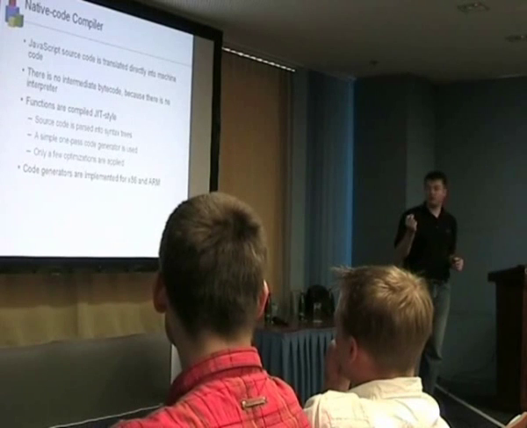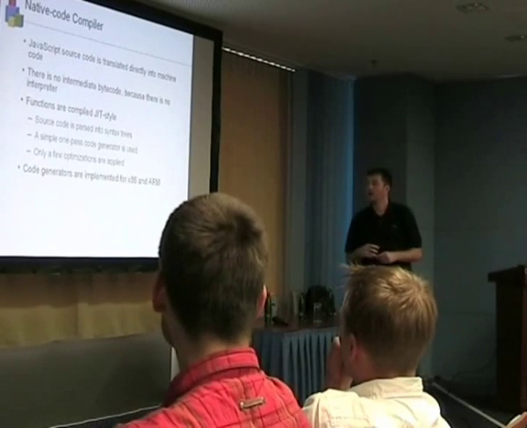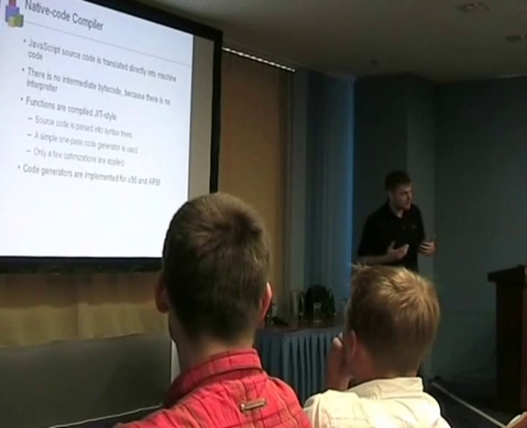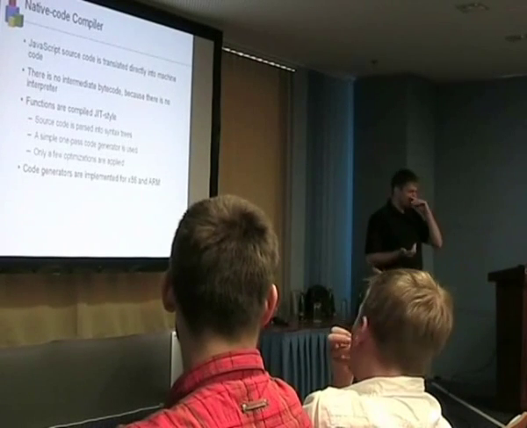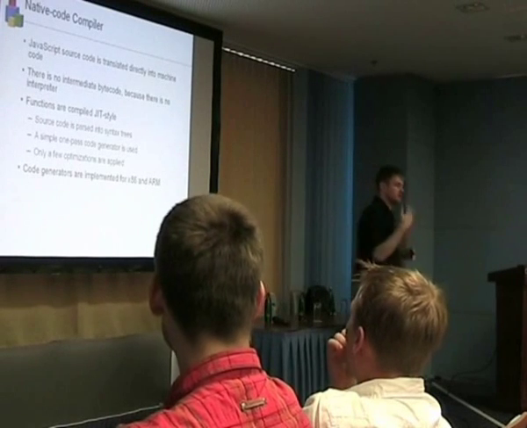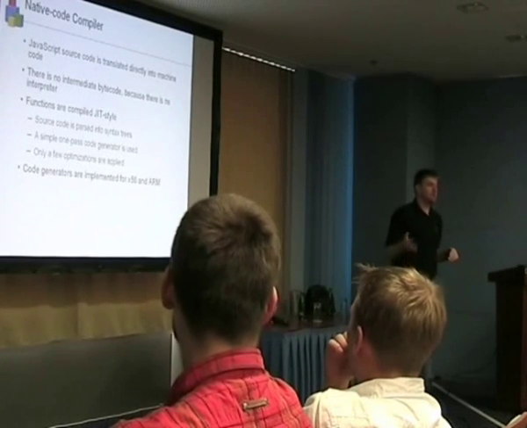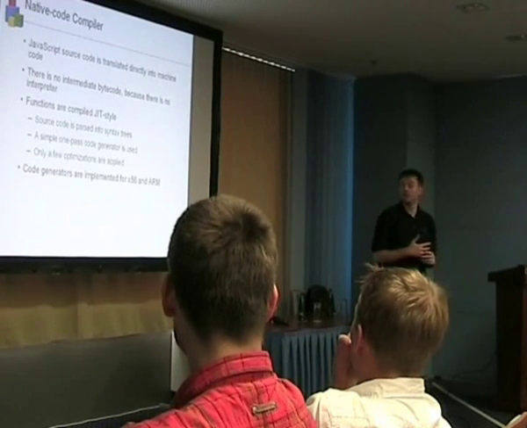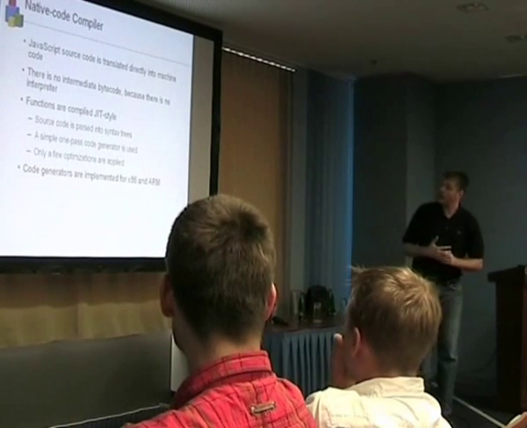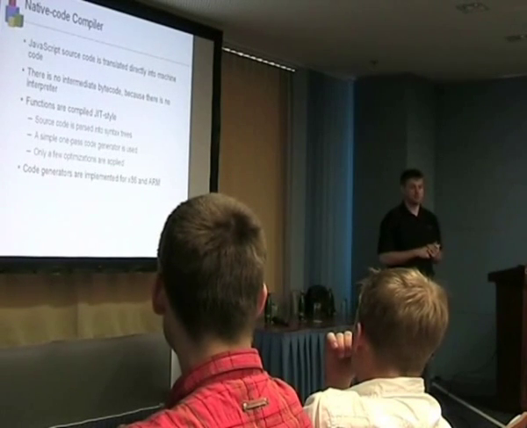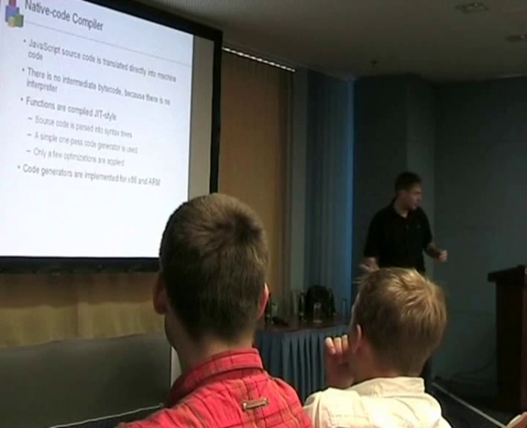So when we want to use a function, what we're going to do is do a very simple compilation. We're going to parse the source code into an abstract syntax tree, and then we're going to do a very simple one-pass code generation. Just going to spit out the code in one pass, and we have very few optimizations currently in our compiler. So it's pretty simple. And we have code generators for x86 and for ARM. Okay.